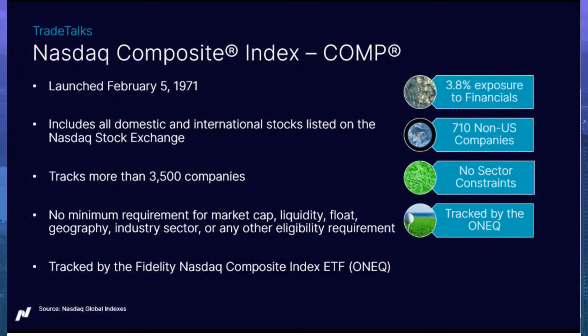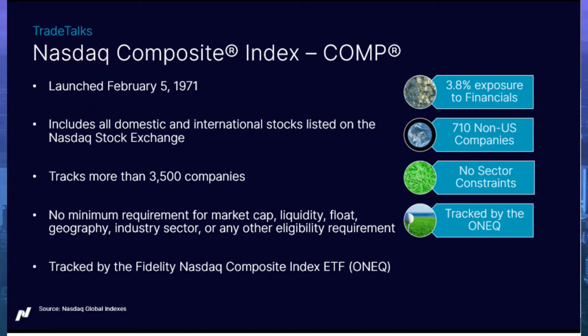Sure. Hey, Jill. So today we're going to be talking about the Nasdaq Composite. It is one of the three most followed stock market indices in the United States, along with the Dow and the S&P 500. It was launched 52 years ago in February of 1971, and it includes, like you mentioned, all domestic and international stocks listed on the Nasdaq Stock Exchange. The total weight right now, 95% of those companies are listed in the United States, but 5% of them are international.